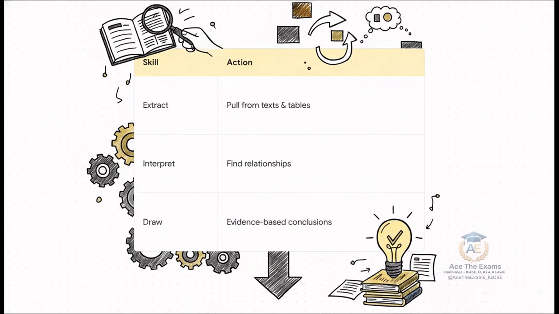You extract by pulling specific data points from messy texts and tables. You interpret by actively finding the hidden relationships between those data points. And then you draw evidence-based conclusions. This is where the link in the PEEL framework comes in.